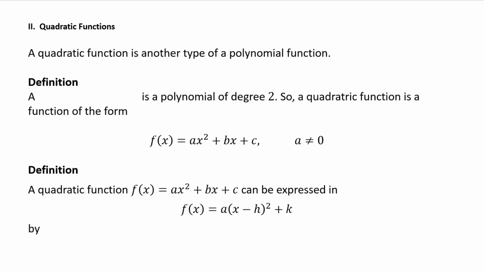Roman numeral 2, quadratic functions. A quadratic function is a special type of polynomial function. Formal definition: a quadratic function is a polynomial of degree 2. So a quadratic function is a function of the form f of x equals a x squared plus bx plus c, where a cannot equal 0. If a equals 0, then the x squared goes away. You end up with a linear function.